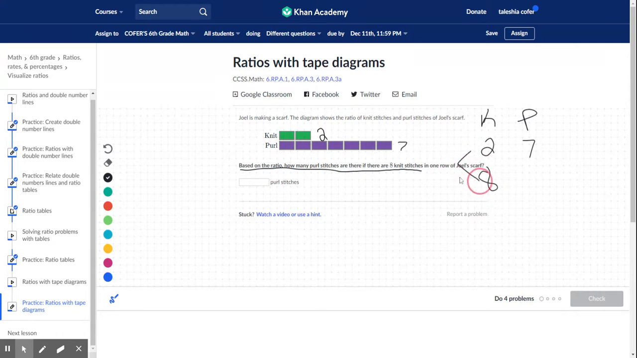In order to get from 2 to 8, I multiply by 4. If I multiply by 4 on that side, I have to multiply by 4 on this side. 7 times 4 would give me 28, so the answer would be 28 purl stitches.